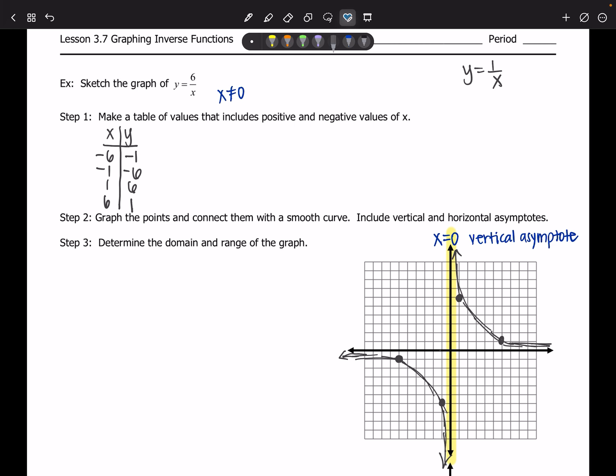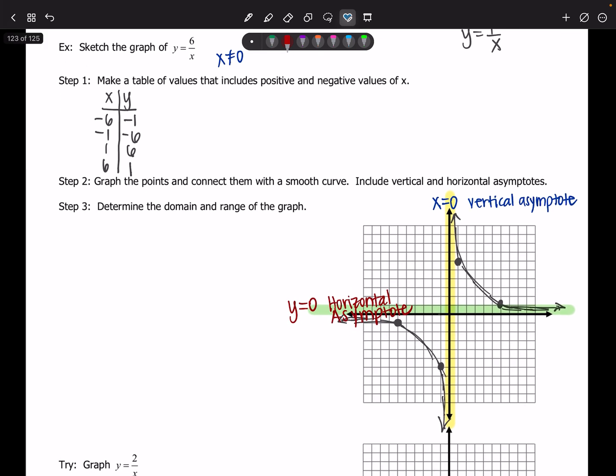Now, what's happening here is that because I can't put a 0 in for x, and because the numerator is a constant, there's no way that the output is ever going to be 0. There's no way to make this fraction equal to 0. That's called a horizontal asymptote, and that horizontal asymptote is at y equals 0.